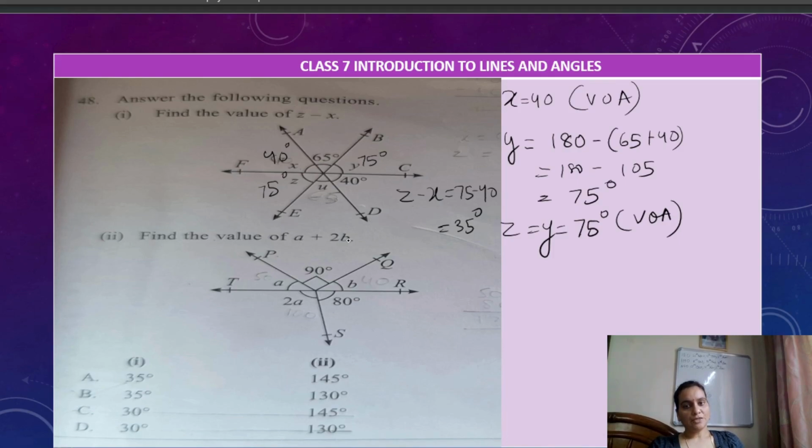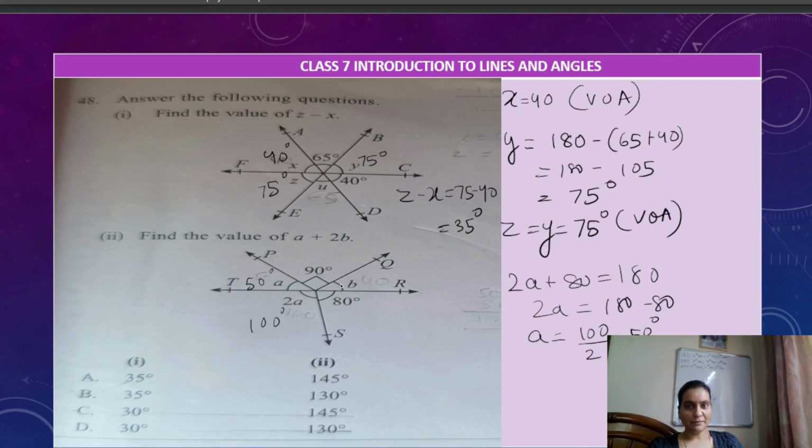Find the value of A plus 2B. Now if you see here, this line TR is forming two angles lying on it. So 2A plus 80 are a pair of supplementary angles, and together they form 180 degrees. From here I can directly get the 2A value: 180 minus 80, which is 100. So A's value is 100 divided by 2, that is 50. So we got the value of A. I'll write it down here: 50, and the 2A value is 100 degrees.